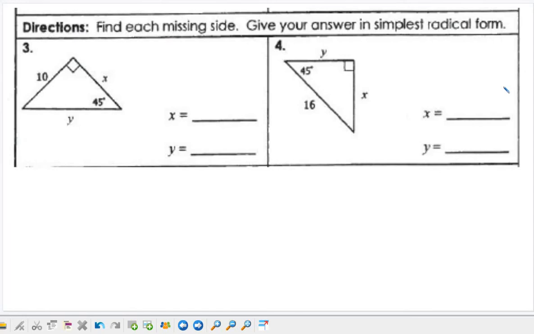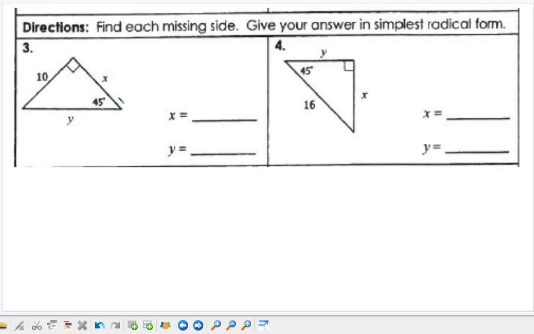So then it says find the missing side. So clearly we cannot use Pythagorean theorem here because Pythagorean theorem only works if you have two sides. So if you're missing two sides, it's likely a special right, and that will be labeled for you.